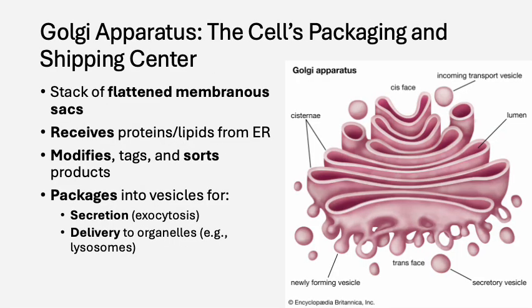Proteins and lipids produced in the endoplasmic reticulum are sent to the Golgi apparatus for further processing. Here, molecules are modified, sorted, and tagged as they reach the correct destination. The Golgi packages these materials into vesicles that either move into other organelles or travel to the cell membrane for secretion. This step ensures that cellular products are delivered accurately and efficiently.